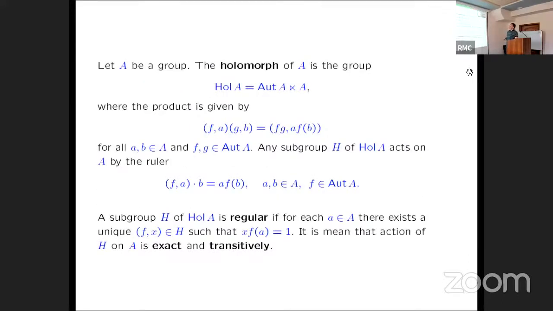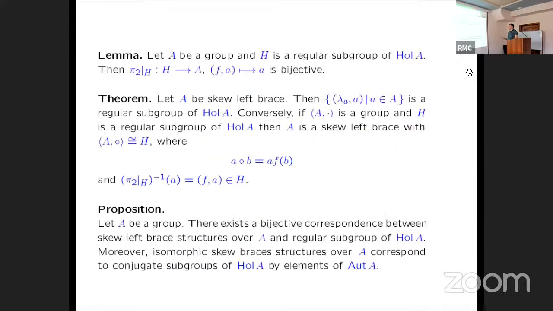So if you have some group, then we define the holomorph group. It's a split extension of A by Aut A, with the product given by this formula. Any subgroup H of the holomorph acts on A by the next rule. And the main definition: a subgroup H of the holomorph is regular if for each element a of A there exists a unique pair from the subgroup H such that x multiplied by f of a is equal to 1. It means that the action of H on the set A is exact and transitive. And the description is contained in the next results.